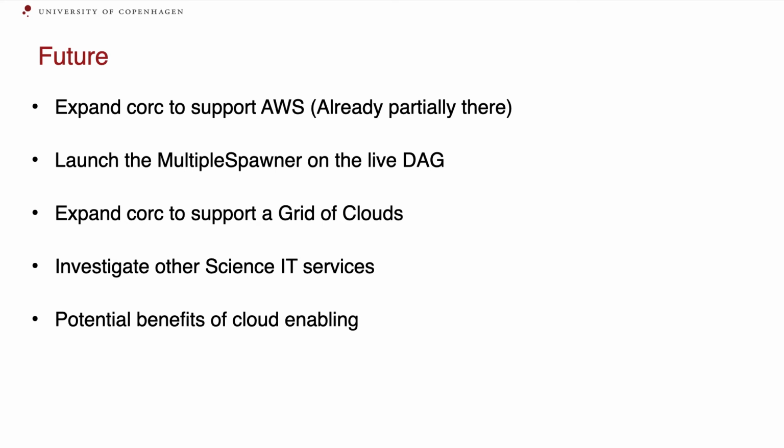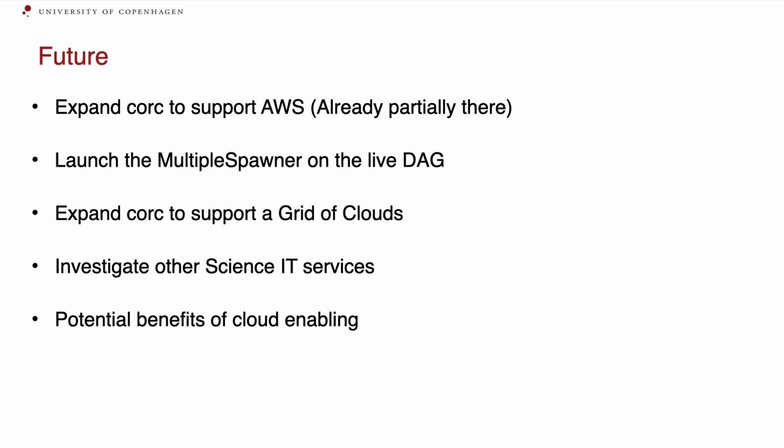So for the future, we would like to expand the support of corc so that it also supports different cloud providers. And we have partially already implemented the support for utilizing AWS. We want to also launch, of course, the MultipleSpawner on the live data analysis gateway, and thereby expand the amount of users that can gain access to it, and also test it in a much greater environment with many more users. Also, we want to expand corc so that it can support a grid of clouds, meaning that multiple organizations can share resources amongst us.